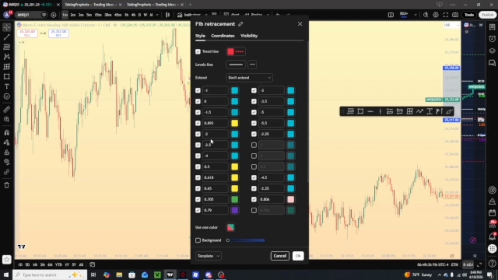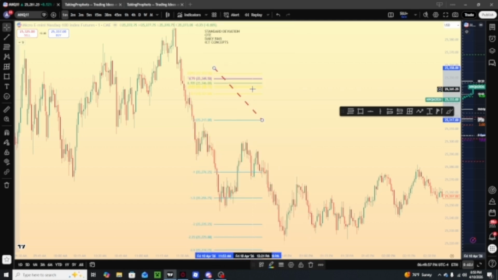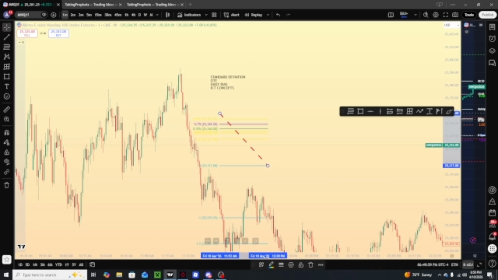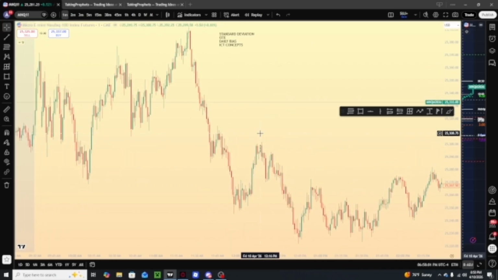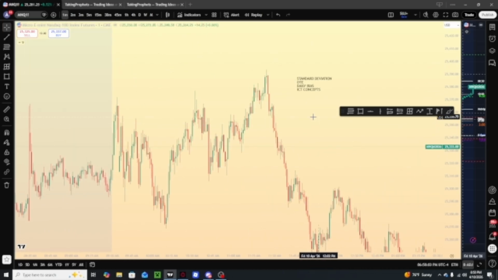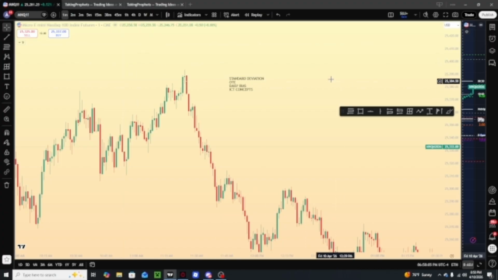The -1, the -1.5, the -2, the -2.5, the -2.25, the -3, the -3.5, the -4, the -4.5, the -5, and the -5.5. Using all of these would be our standard deviation levels. Okay? And so, how do we mark out standard deviation?